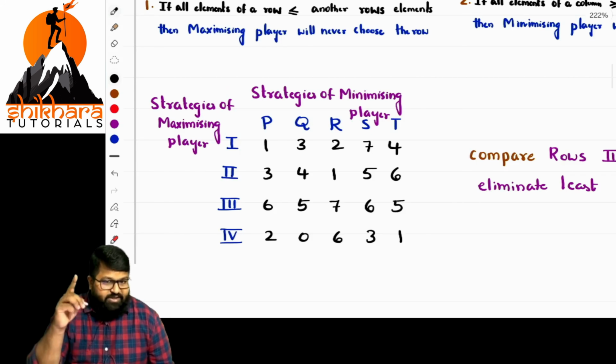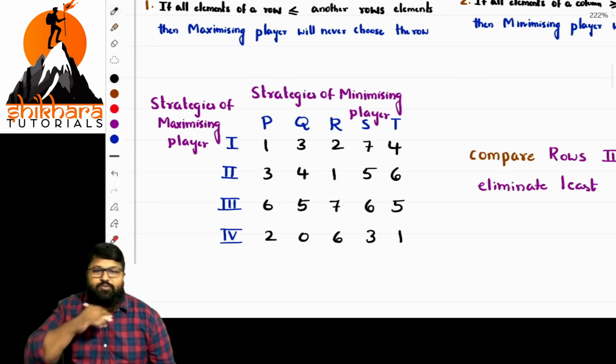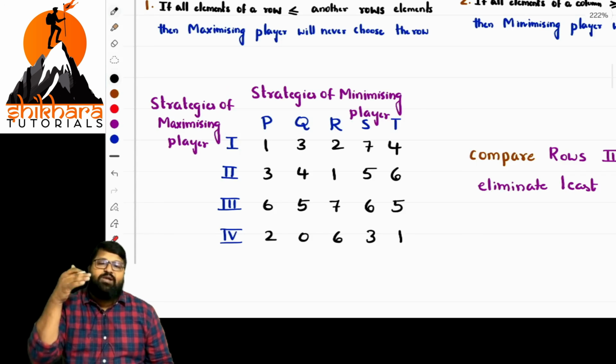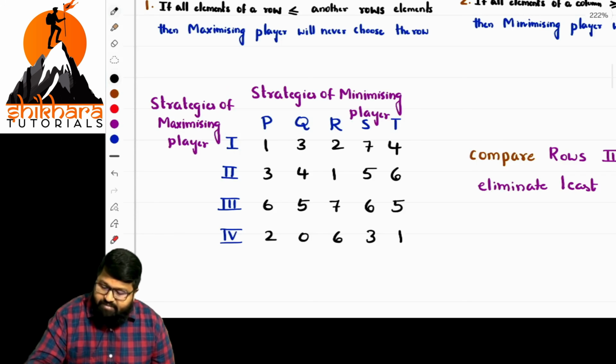For that, what is the basic rule? In the rows, a row with all the values having the least value should be eliminated. In the column, a column with all the values having the highest value should be eliminated. At least, they can be equal sometimes. Okay, now let us go step by step.